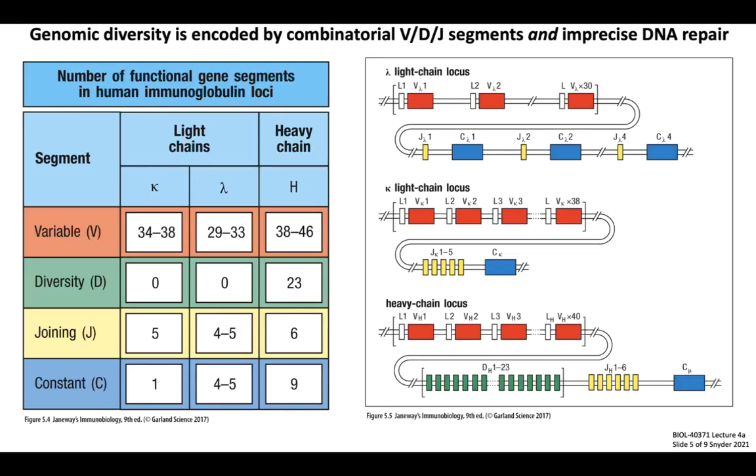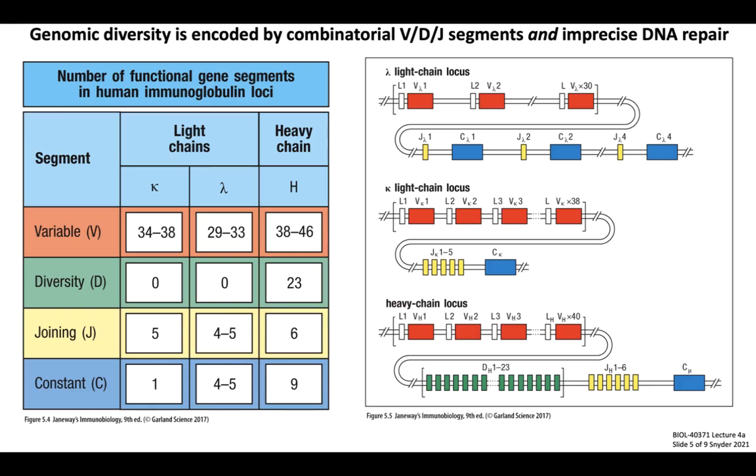The combinatorial diversity that we've talked about is due to the fact that lymphocytes express high numbers of different types of each gene segment. These numbers of functional gene segments are summarized in the table on the left, while the genetic organization of these loci in the germline human genome are represented by the schematic on the right. Again, variable gene segments are in red, diversity segments in green, joining segments in yellow, and constant in blue. The large number of gene segments encoded by each of these loci means that they end up representing large portions of genomic DNA. For example, the heavy chain locus is 2 megabases or 2 million base pairs long.